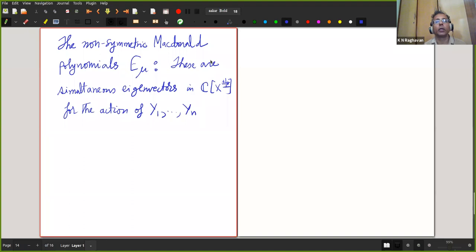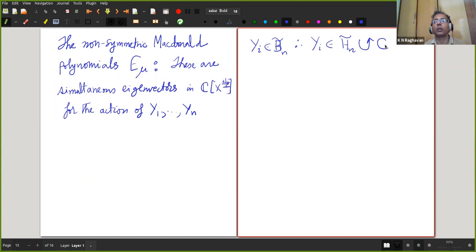Recall that there are these yi's also in Hn tilde, in Bn tilde, and therefore you can think of them as here. This is a module for Hn tilde. Therefore, it makes sense to talk about yi as operators on our polynomial representation. And what we are saying is that they are simultaneous eigenvectors for this. So Arun will correct me if I'm wrong here. These yi's are semi-simple operators on these. Is that correct, Arun? Yes, that's correct.